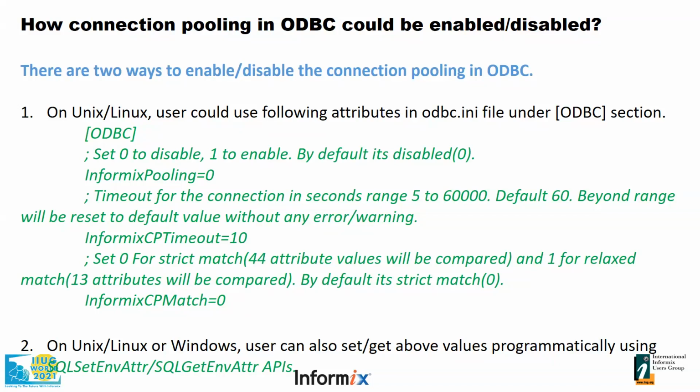And you can also enable connection pooling using APIs on Unix, Linux, or Windows platforms by calling the SQL set environment attribute or SQL get environment attribute APIs. So like this, you can enable or disable the connection pooling from ODBC.